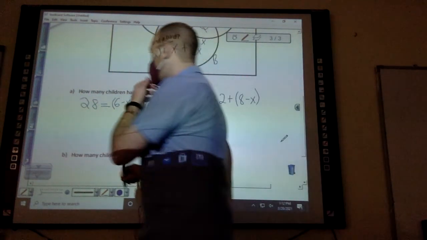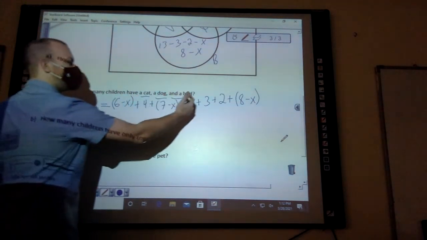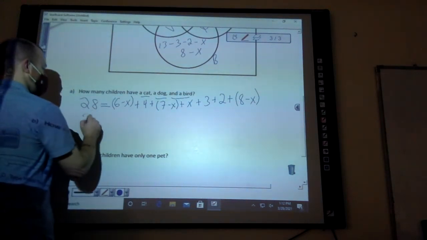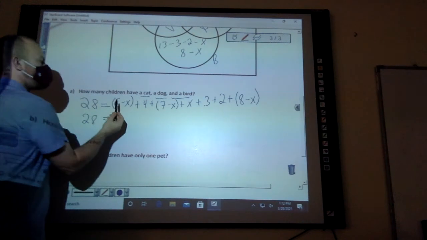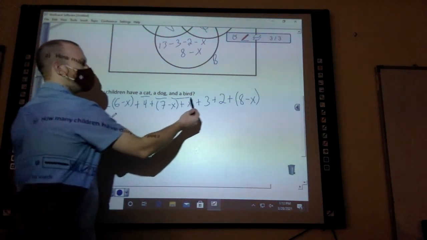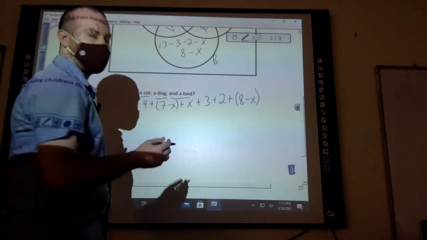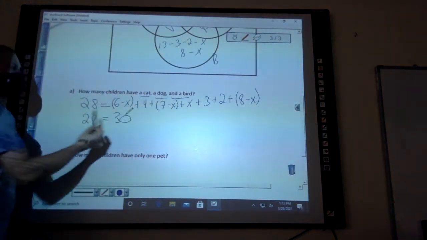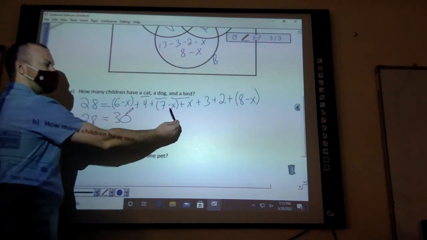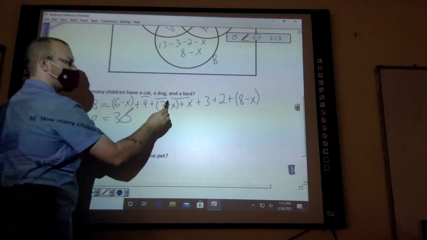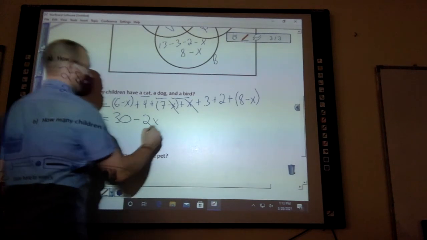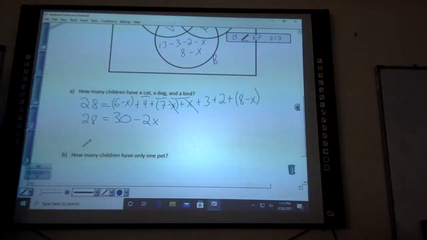So from here, what I'm going to do is add all the numbers and add all the x's. So I'm just combining like terms. This is something you've seen in previous math classes. So if I go 6 plus 4 plus 7 plus 3 plus 2 plus 8, what I end up with is 30. And then if I combine all the x's, so minus x minus another x gives you minus 2x, but I add an x, so those actually cancel. So I have minus x minus another x, so it's minus 2x. So all I've done is combine like terms.